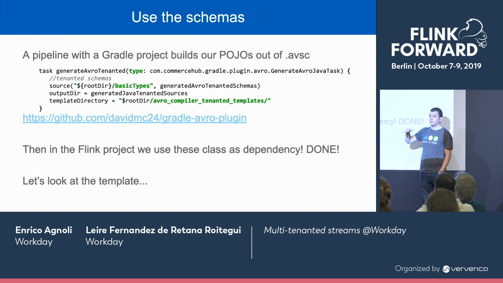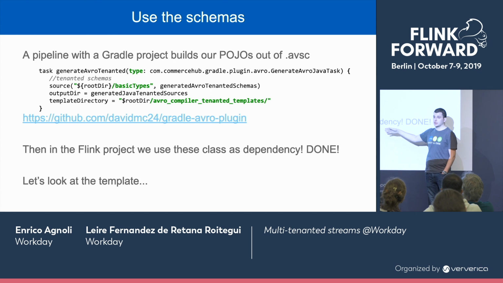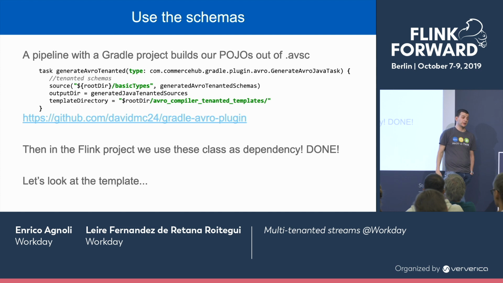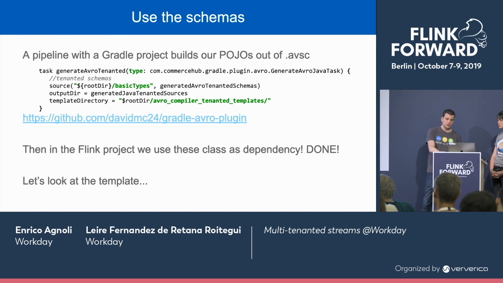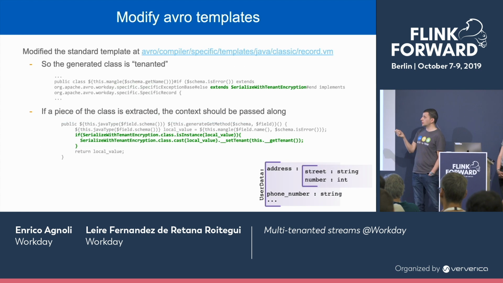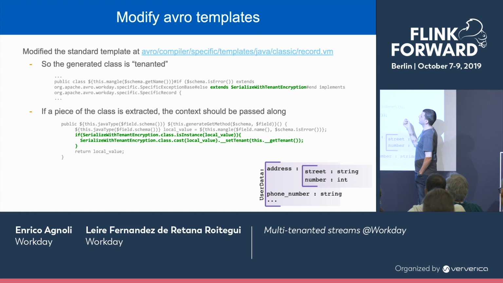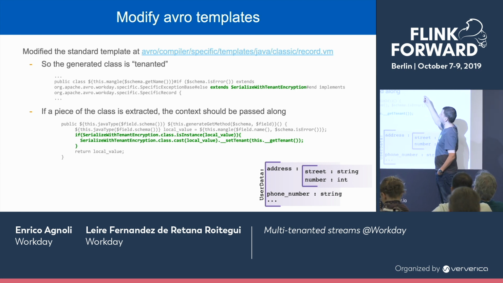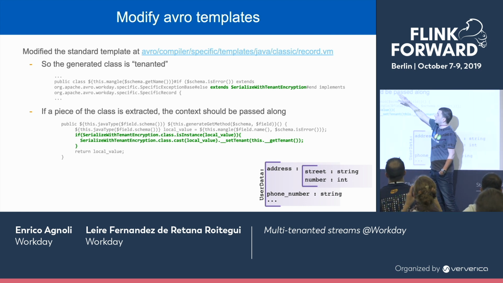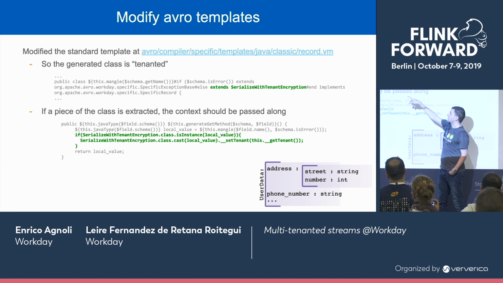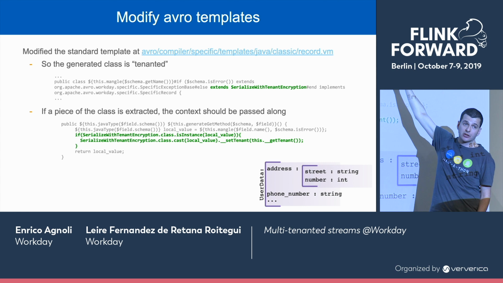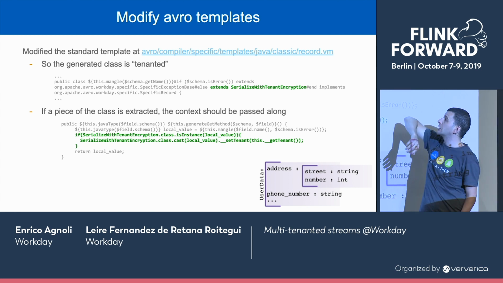That means that every time Flink has to serialize or deserialize these classes, everything will be hidden from the developer and will be encrypted and decrypted. So there is no need to change anything in the job development. Why did we change the template? Because, as I mentioned before, we want to mark which classes are tenanted. So we just change it, and any POJO that is generated out of this template will extend serialized with tenant encryption, which is our implementation of the delegation interface.